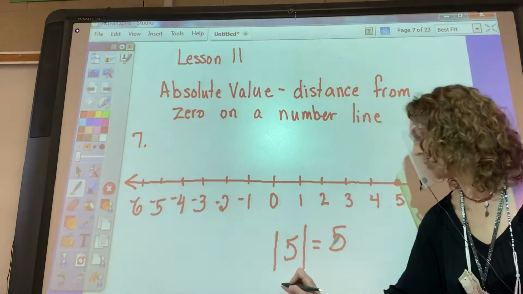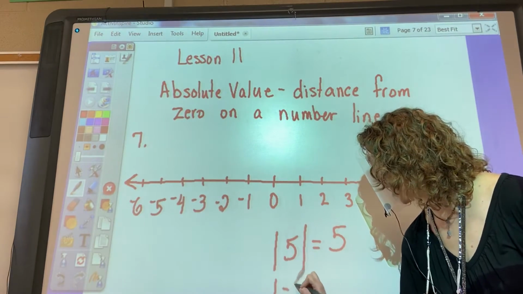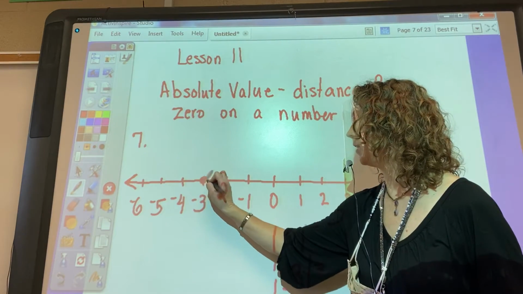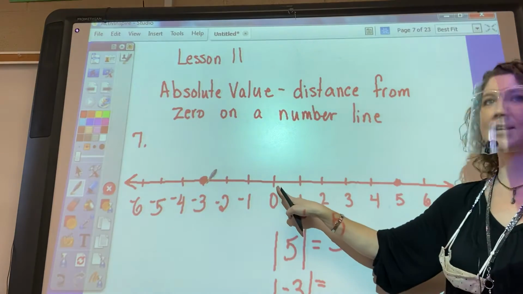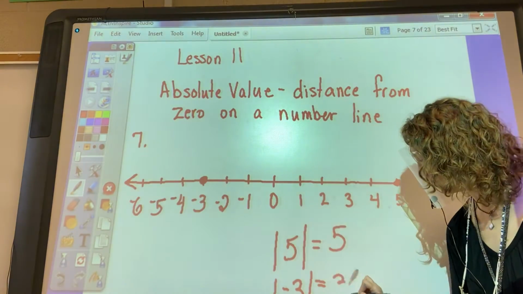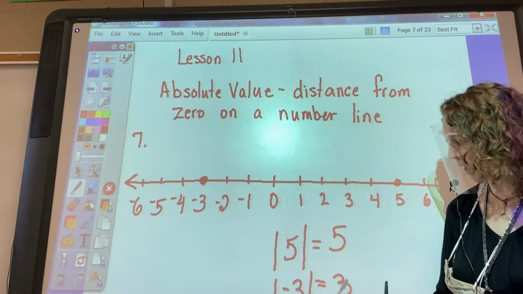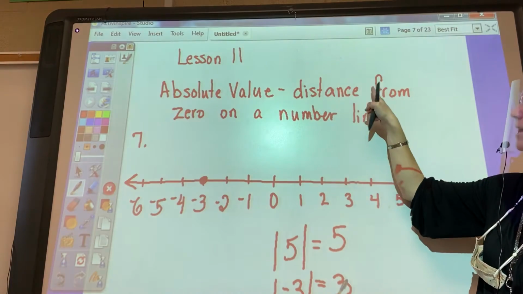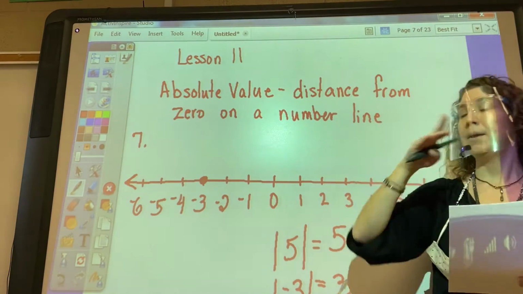All right, let me do another one. Absolute value of -3. If I was at -3, how many steps would I take to get back to 0? 3. And that's absolute value. Just how many steps, or what is the distance from that number back to 0.